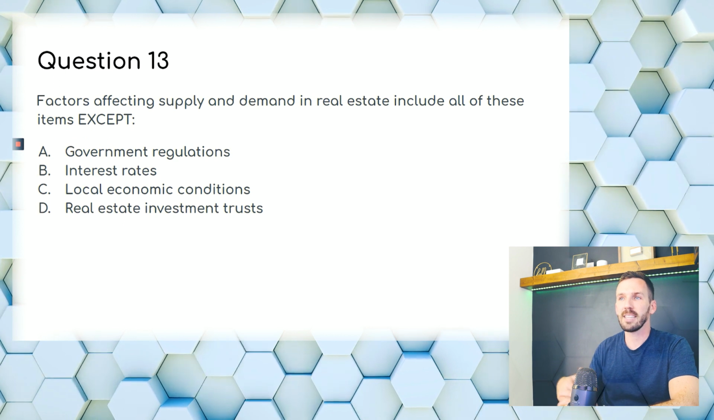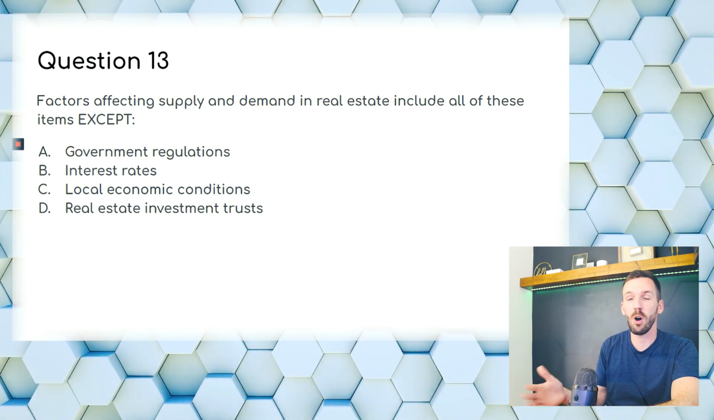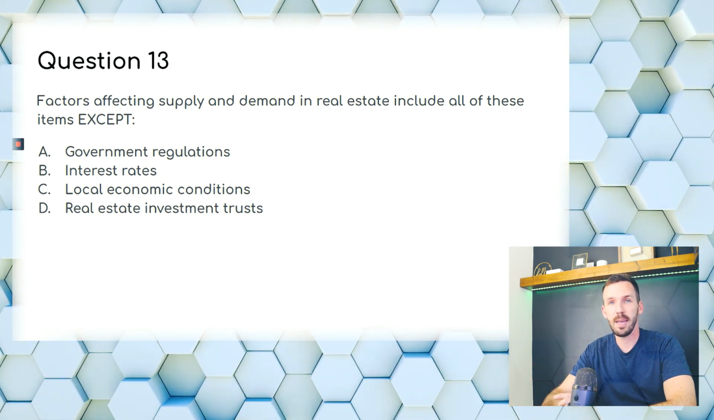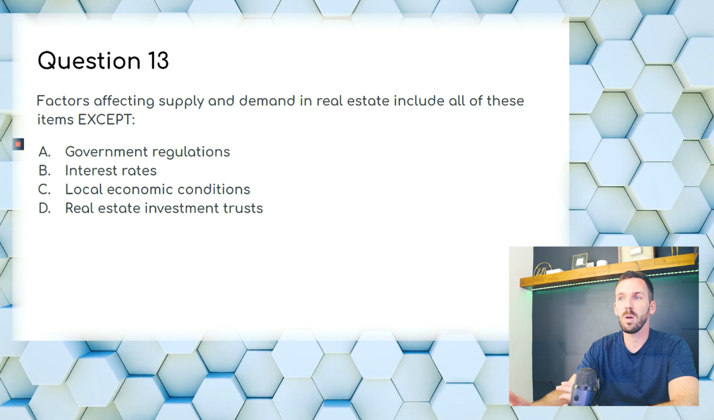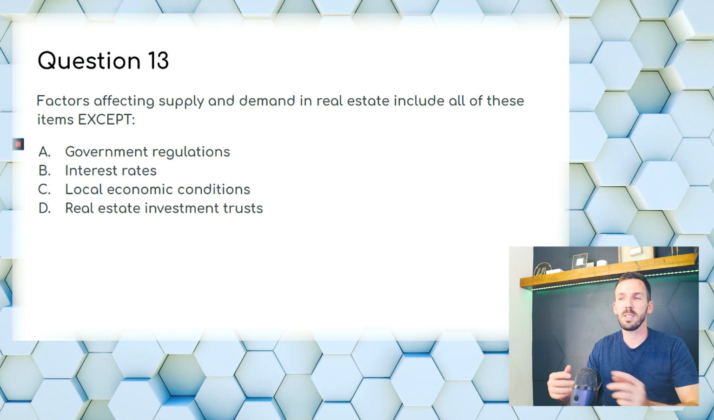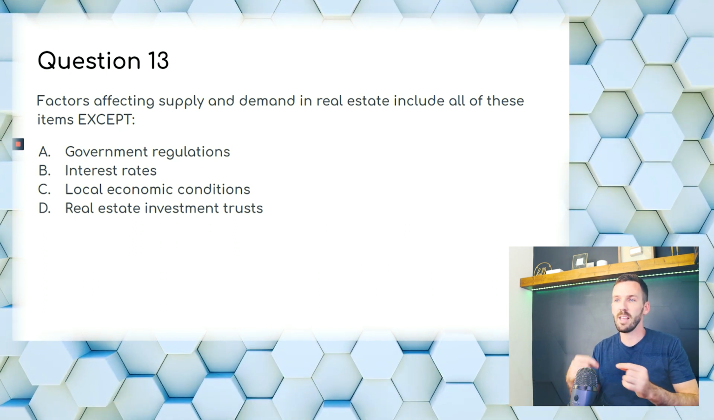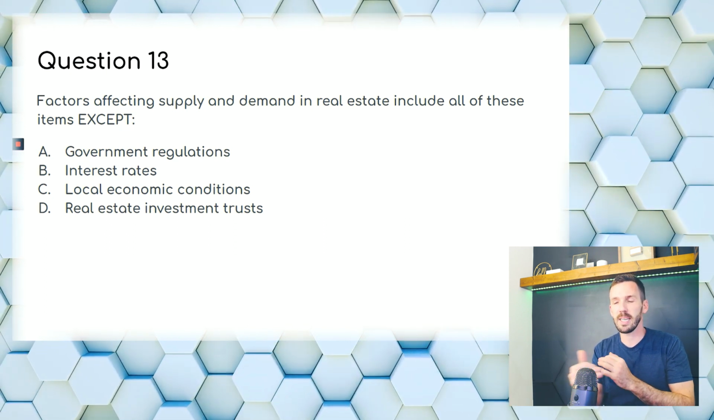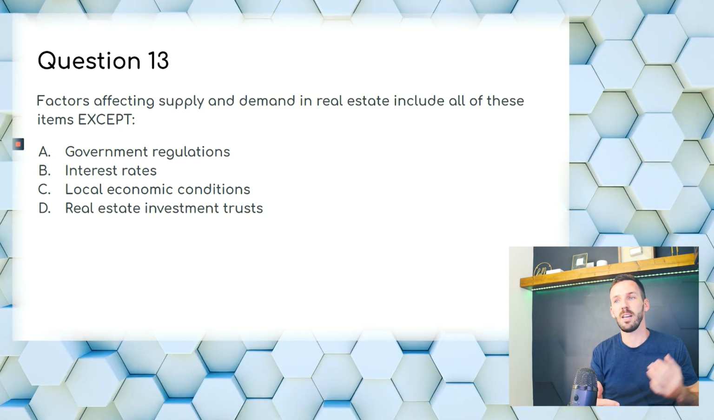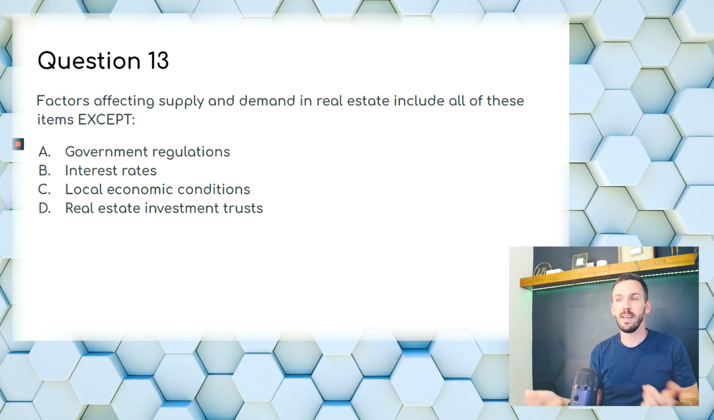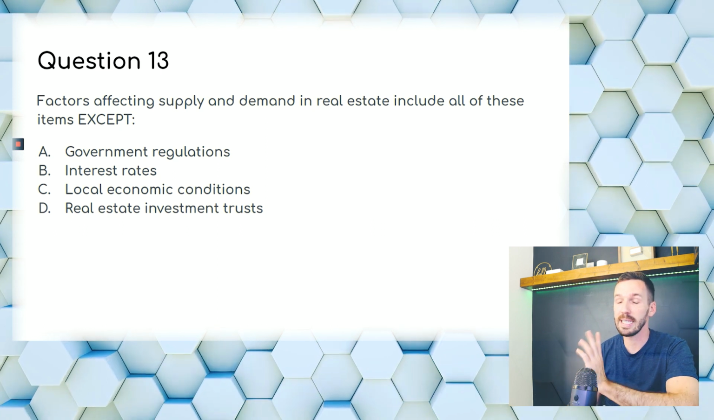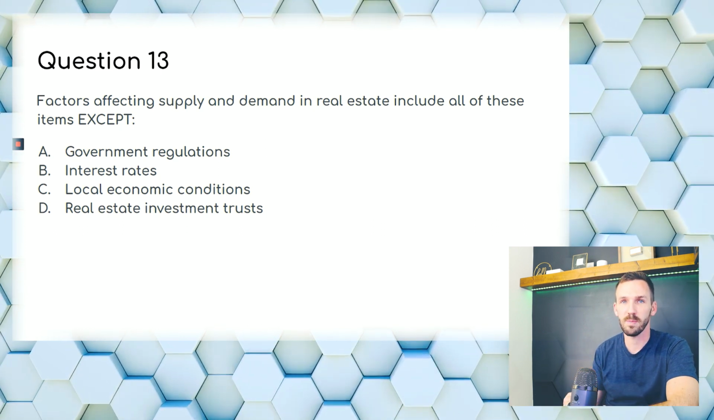Question 13. Factors affecting supply and demand in real estate include all of the following items except A, government regulations, B, interest rates, C, local economic conditions, or D, real estate investment trust. So this one is done by the process of elimination. A through C are very obvious influences in the supply and demand. High building regulations will cut the supply of houses. Low interest rates will raise the demand. Economic conditions can impact both supply and demand. So the answer here is D, real estate investment trust.